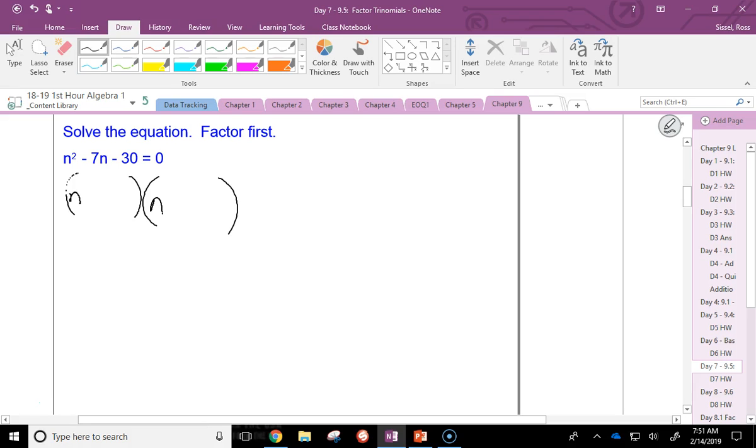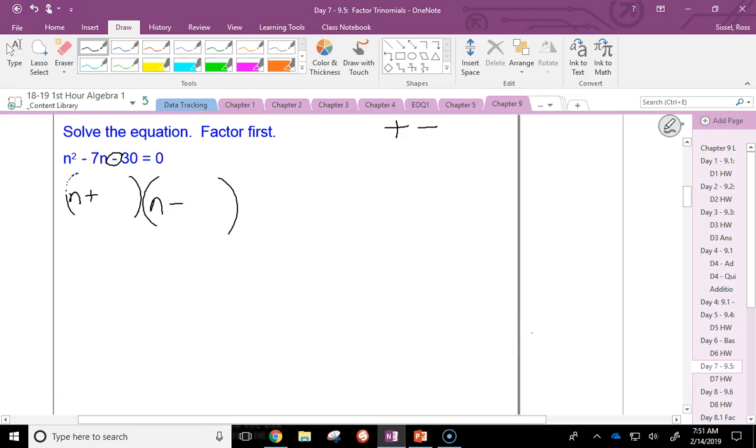I'm hearing positive, negative, or negative, negative. Positive. Katie, which one is it? Positive, negative. Why? Because a negative times a positive is a negative. Okay, our c term is negative. The only way we get a negative is by multiplying positive and negative. So I can go into my factoring right now and say n plus, n minus.